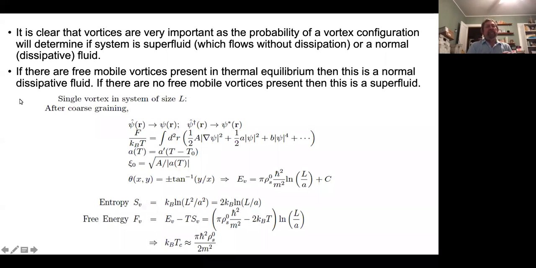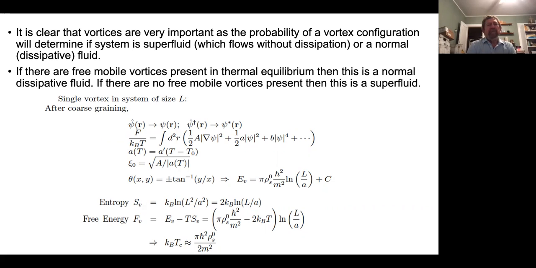Now, as I said before, it's clear that the vortices are very important, as the probability of a vortex will determine if the system is superfluid, which flows without dissipation, or a dissipative, normal fluid. If there are free mobile vortices present in thermal equilibrium, then it will be a dissipative fluid. Because if these vortices are free and mobile, imposing any superfluid flow, no matter how small, will cause the vortices of one circulation to go in one direction, and the vortices of the opposite circulation in the other direction. They go around the system, meet at the back, and annihilate, and that process will reduce the superfluid velocity.